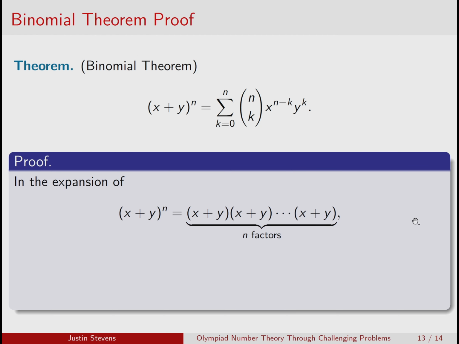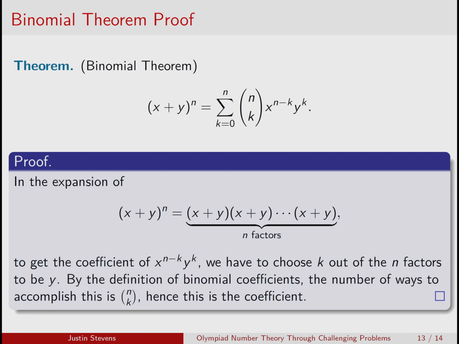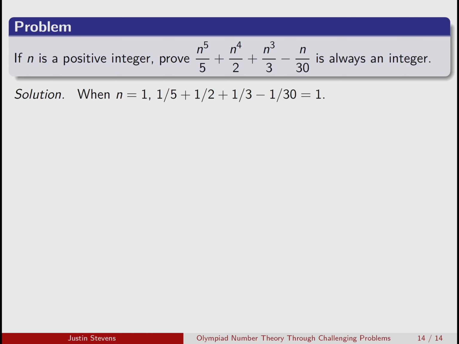So in the expansion of x plus y to the n, which is just x plus y multiplied by itself n times, to get the coefficient of x to the n minus k times y to the k, we have to choose k out of the n factors to be y. However, by definition of binomial coefficients, the number of ways to accomplish this is exactly n choose k. Hence, this is the coefficient in the binomial theorem here. There's also an induction proof of the binomial theorem that you will see in the accompanying textbook.